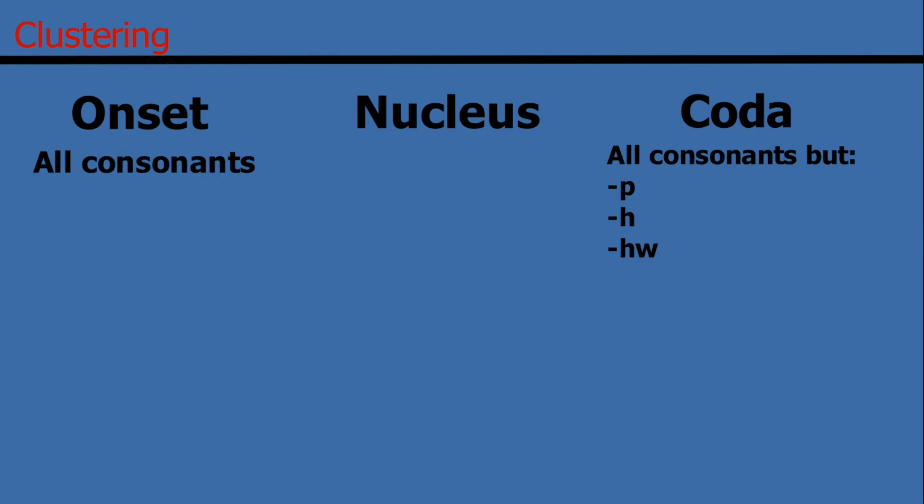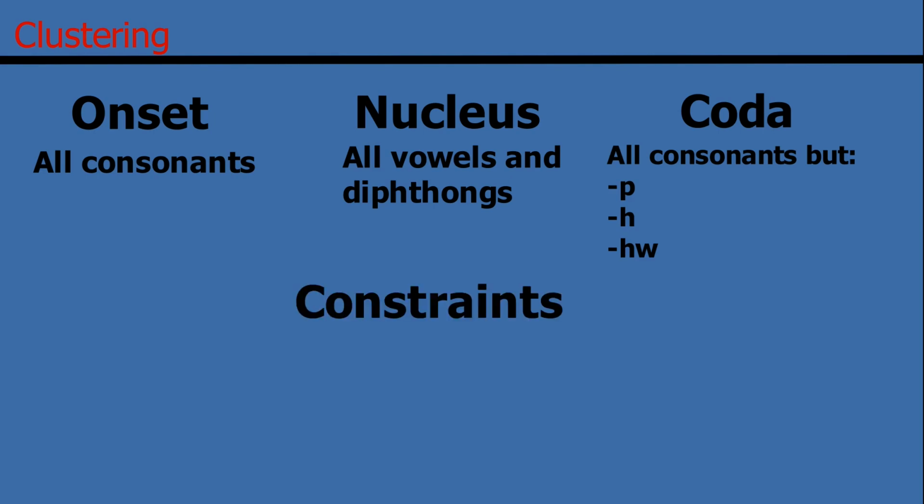Now when it comes to the nucleus, most of the time you only want vowels and diphthongs. However, occasionally you might find a consonant in the nucleus, but keep it minimal, if at all. Anyway, the final step before creating a conlang is deciding how the consonants will cluster. We will go over this in greater detail in a later video, but basically, phonological constraints on clustering are designed to put constraints on how the consonants may cluster.